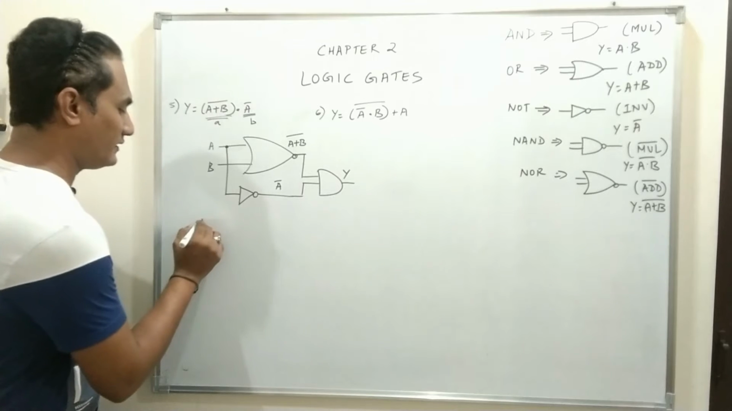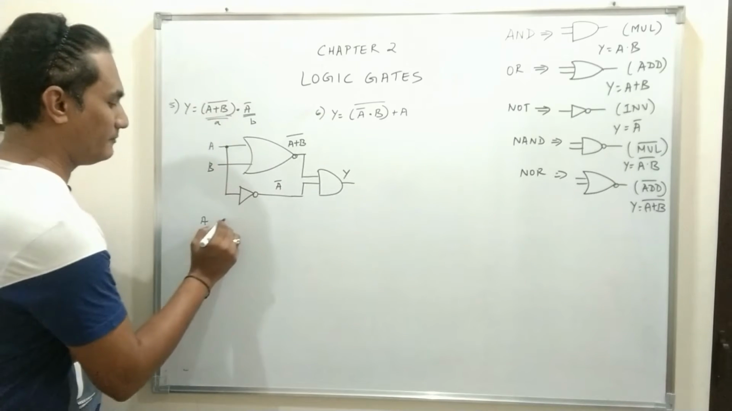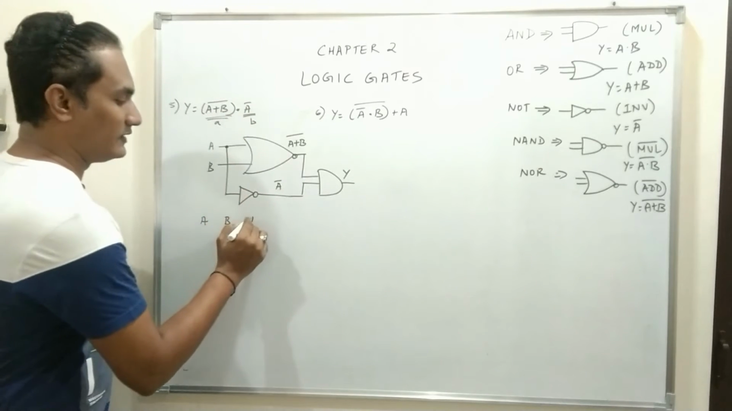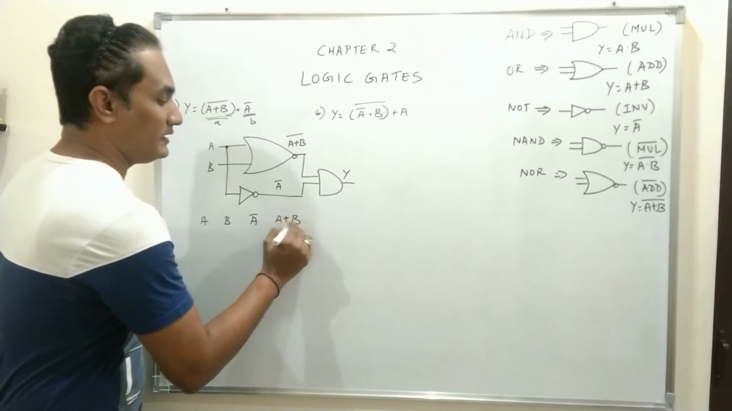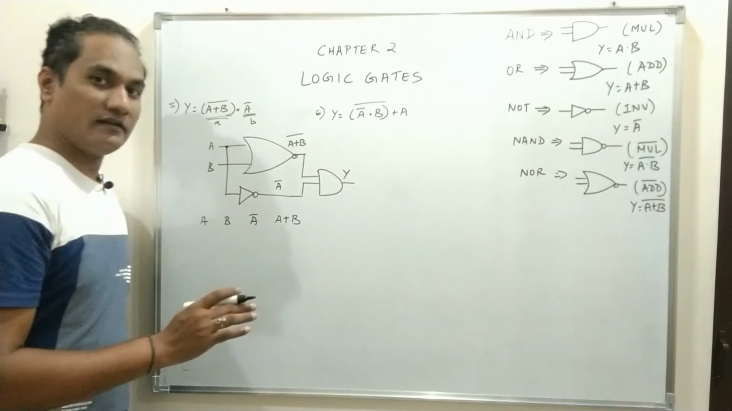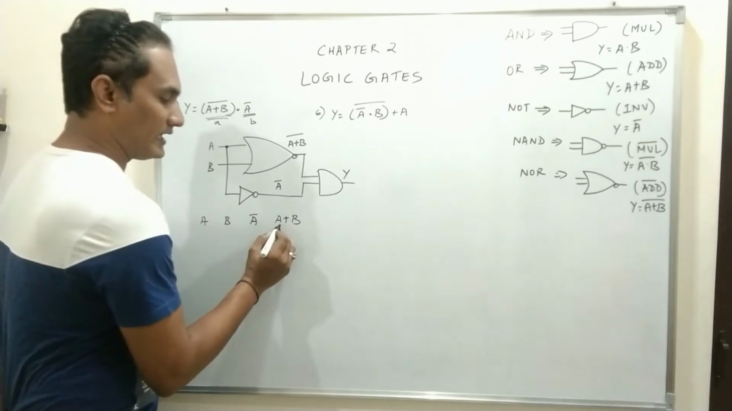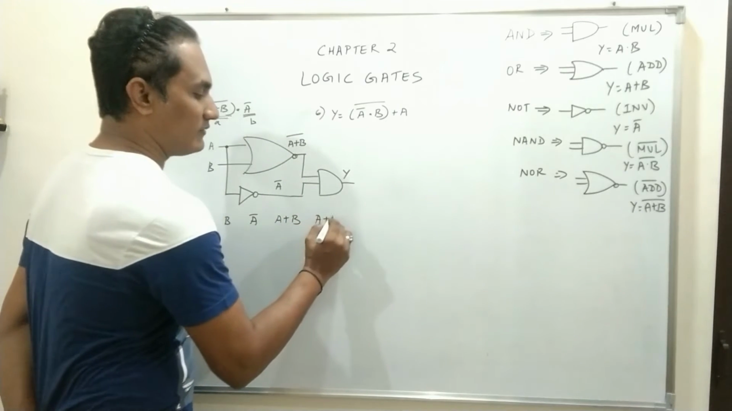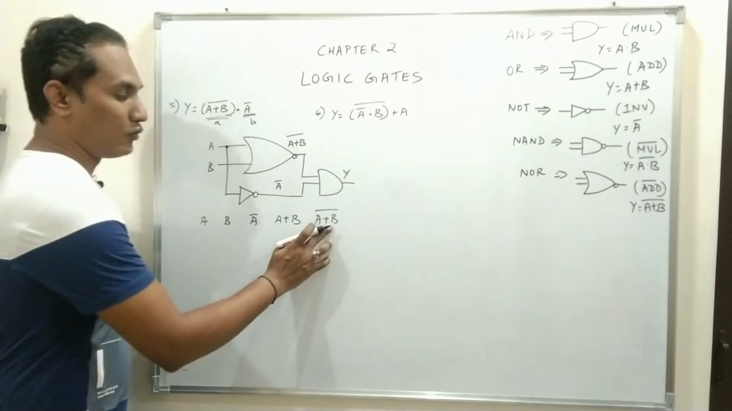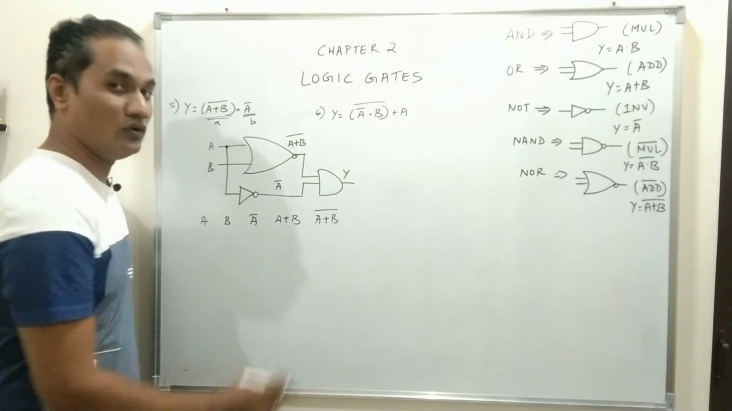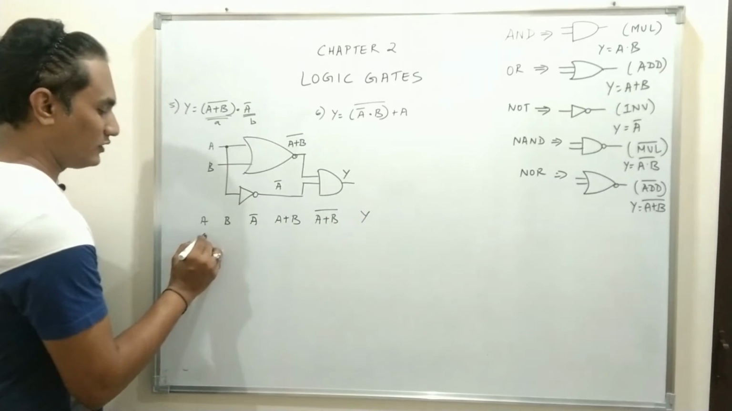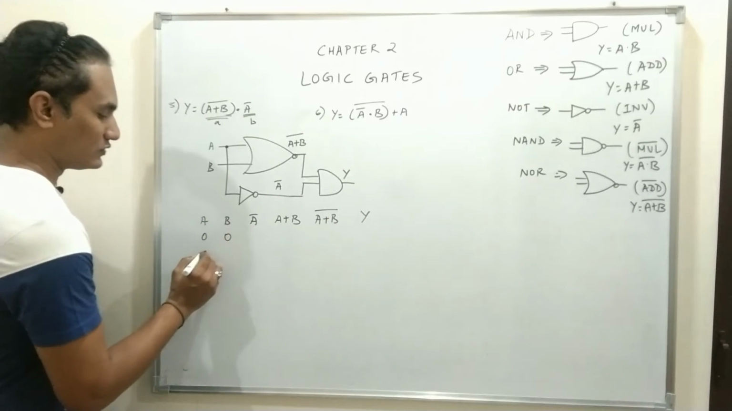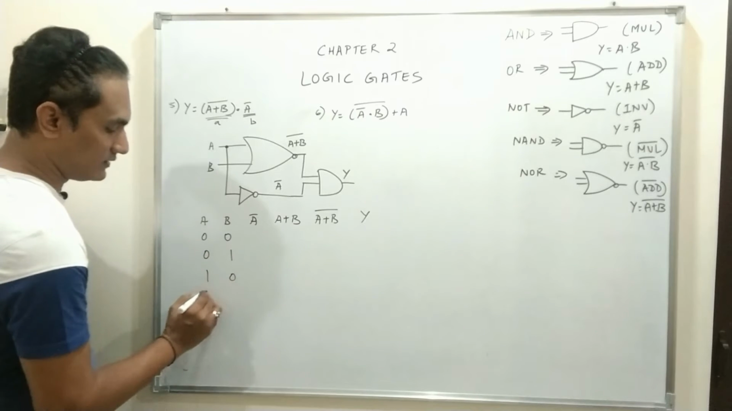See, in the truth table, you have only two variables, a and b, and the third variable will be a bar. The first expression will be (a plus b) whole bar. Instead of writing (a plus b) whole bar directly, we can write a plus b in one column, and in the next column we will write (a plus b) whole bar. So it becomes very easy for you to write the truth table. And then y. So how many possible combinations of a and b? Four: 00, 01, 10, 11.